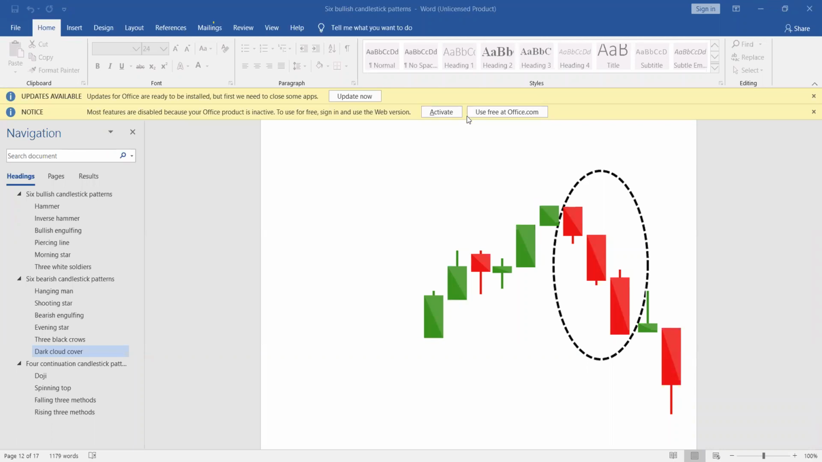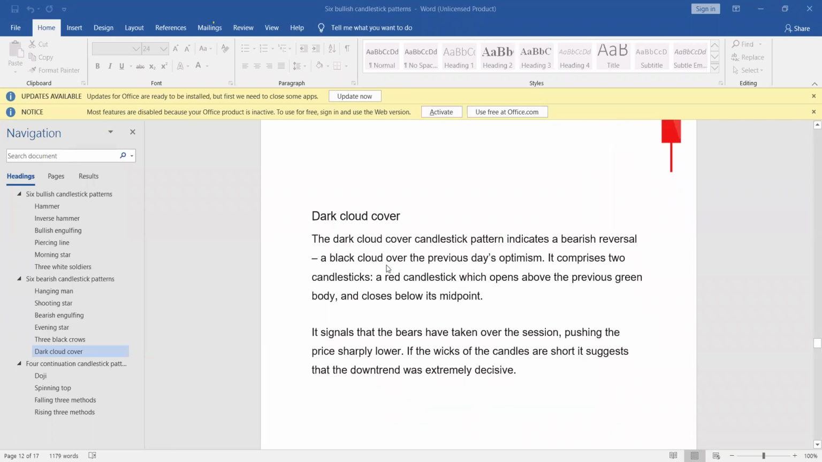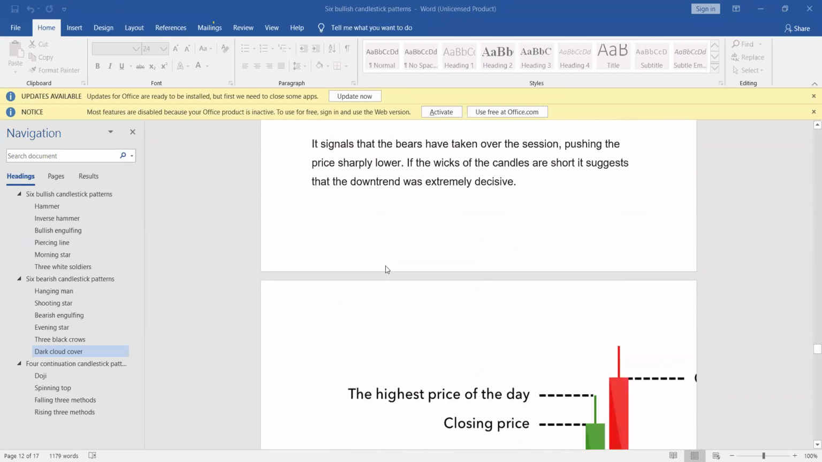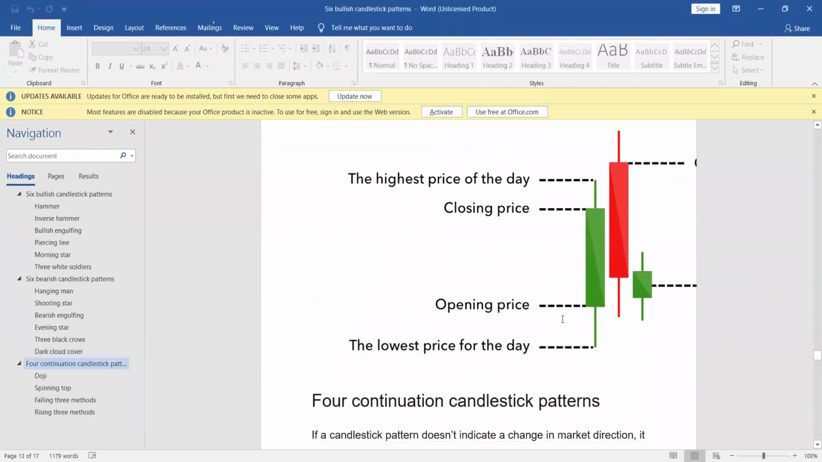Around a resistance area, now we have the dark cloud cover, which is as well a bearish reversal. So watch this out. This is what happens. The market opens right here, see, opening price. It closed right here. So when it opened, the bears took it down. They took it down. The bulls stepped in, pushed it up.